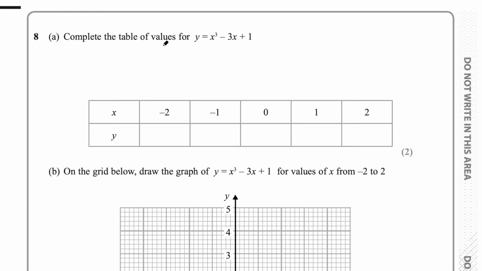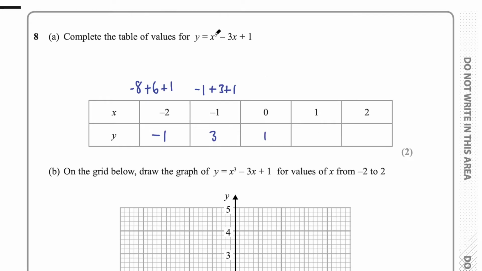Question 8 says complete the table of values for y equals x cubed, take 3x plus 1. Okay, so we just need to substitute these values for x into this. So minus 2 into this would be minus 8, take minus 6, plus 1. That's going to be minus 1. Minus 1 into this would be minus 1 plus 3 plus 1. That would be 3. 0, we'd be left with plus 1.